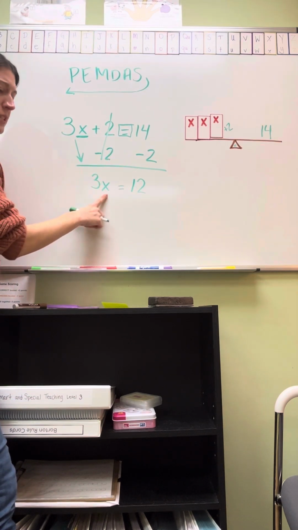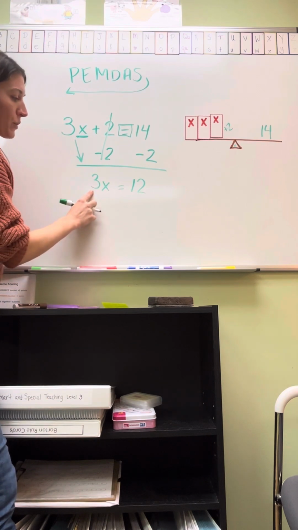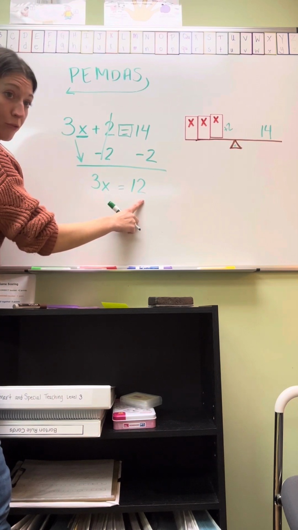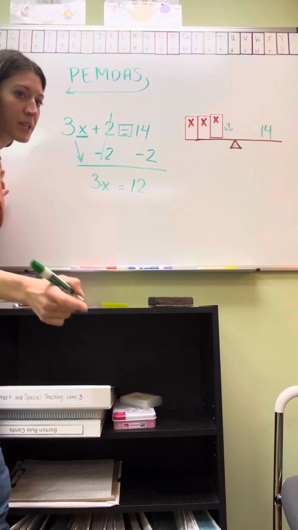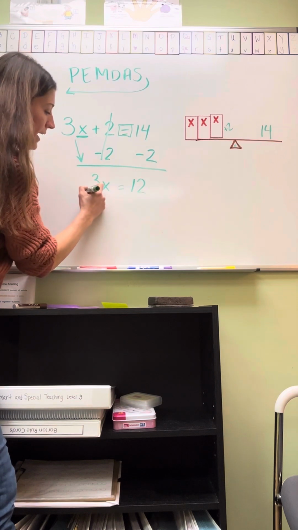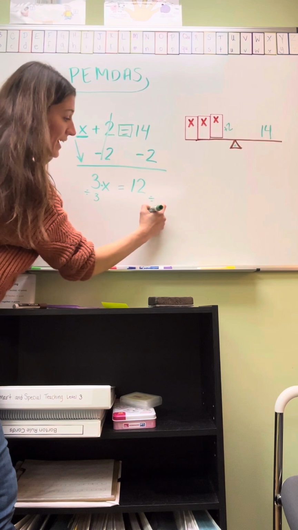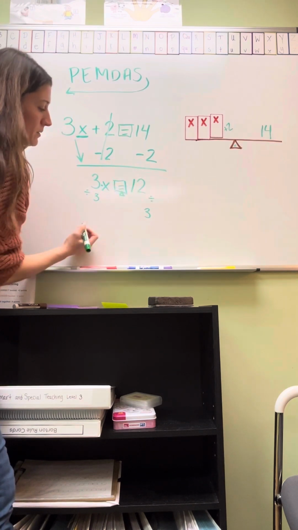I still don't know what x is, but you can use your critical thinking skills at this point. You can ask yourself, 3 times what equals 12? And if that doesn't work for you, you can simply do the math as well. We have to undo this. 3x is the same as 3 times x. To undo it, we have to divide. So I'm going to divide both sides by 3. Again, I've got to do it to both sides because I need to keep this balanced.